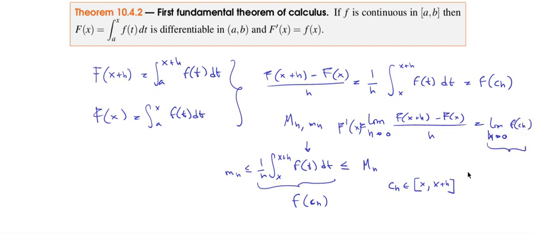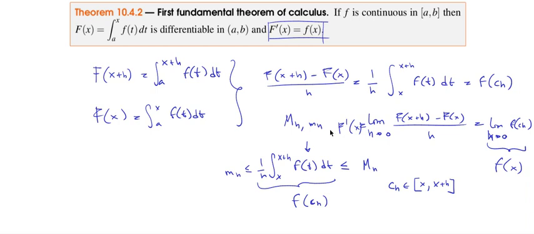But now if you see, c_h is a point between x and x plus h. When h goes to 0, c_h becomes x, right? So then you have the result of the theorem. The derivative of capital F is equal to small f.